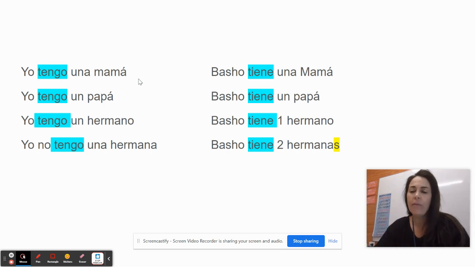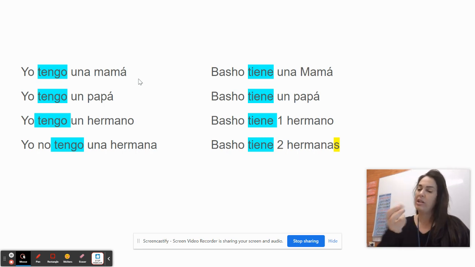Now let's look at Basho's and friends' family. Can you see that tengo changed to tiene, which is he has? Yeah, and he has in Spanish, both things are tiene. Yeah, so we don't need he anymore. Tiene includes he and has.